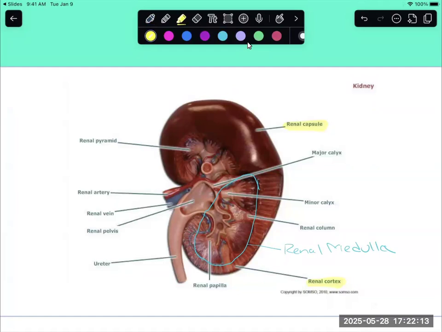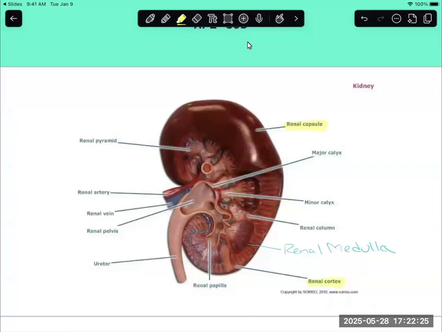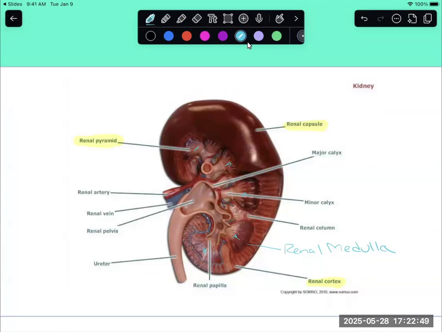Okay. Now, if we're looking inside the kidney, I want to get rid of that circle. Oh, sorry. But in that circle there, we have these little almost diamond shaped items. They're pyramids. These are called the renal pyramids, and there are several of them. If you notice, there's one here, here, here, here, and here. Those are all renal pyramids.